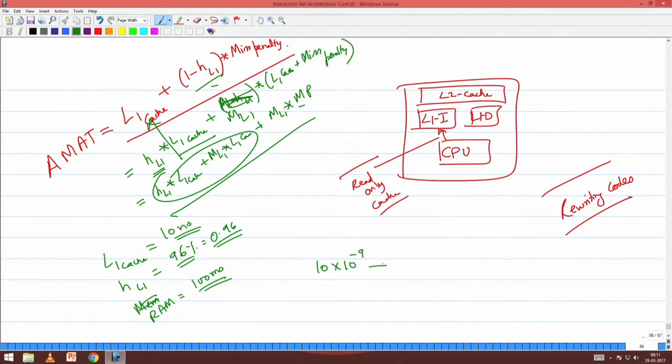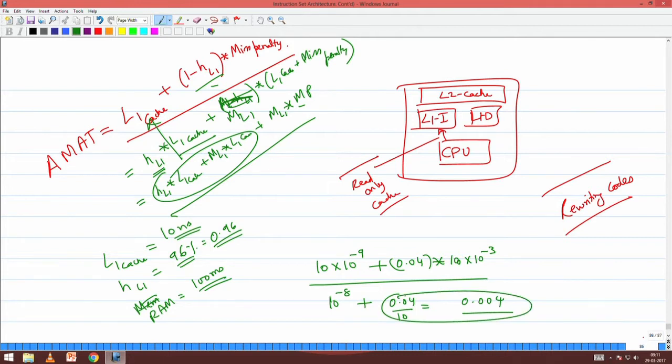So your average memory access time would be, let us make everything in seconds, 10 into 10 power minus 9, plus 0.04 into 100 into 10 power minus 3. So this will be 10 power minus 8 plus 100 is 10 squared, by 10, 0.04 by 10, which is something like 0.004. So I can still have it as 10 into 10 power minus 9 plus 0.004.